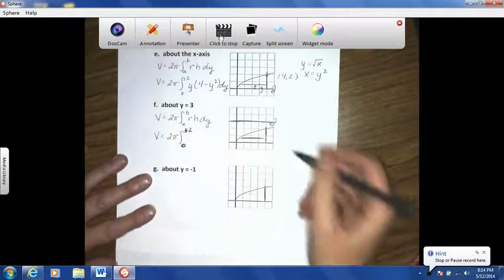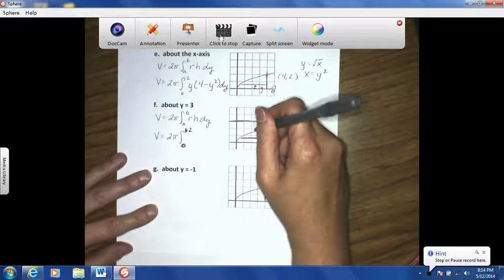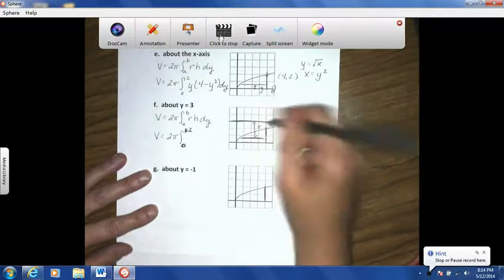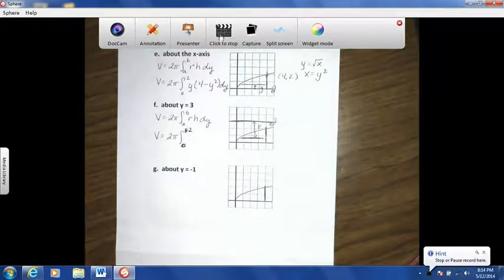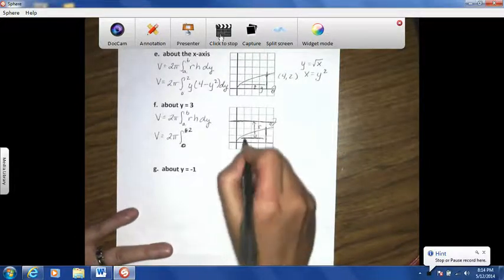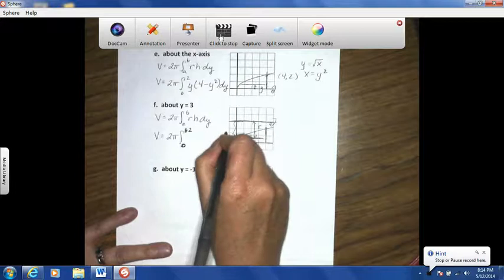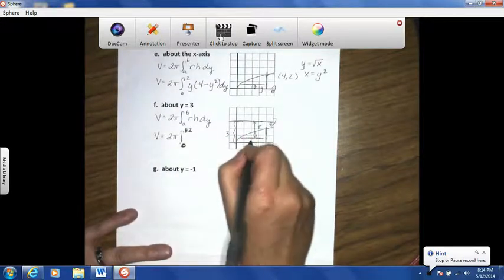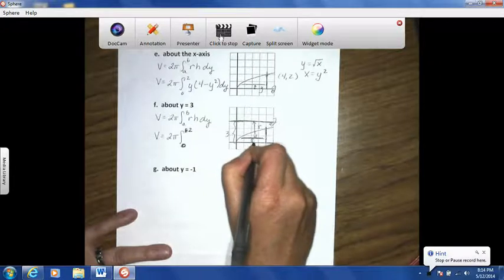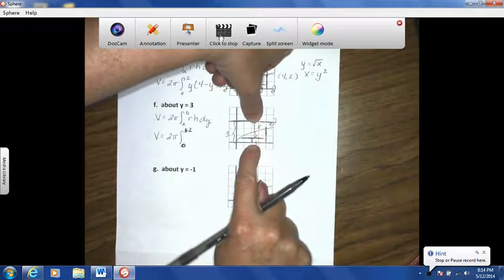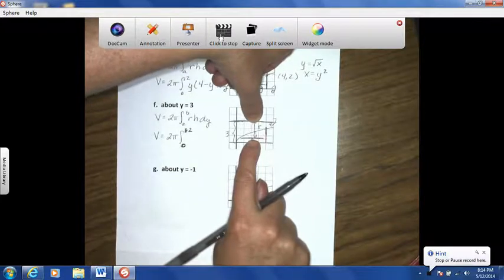However, the radius, which is the distance from the axis of rotation to the rectangle, that's this piece right here. The distance from the axis of rotation to the rectangle is going to be different than what we had when revolving around the x-axis. Now for this one, what I'm going to do is find the distance from the axis of rotation back to the x-axis, which is 3 units, and then I'm going to subtract out this bottom distance of y. So the radius is going to be 3 minus y. 3 units to get back to the x-axis, and then minus y.